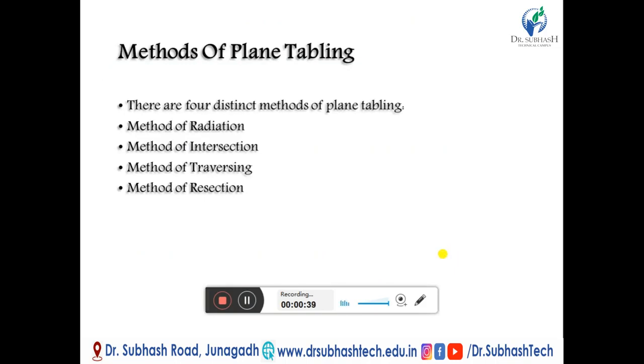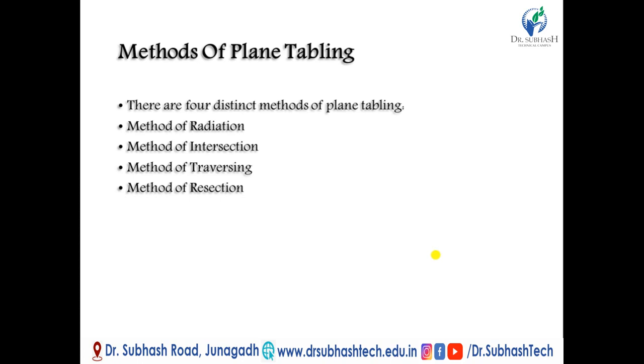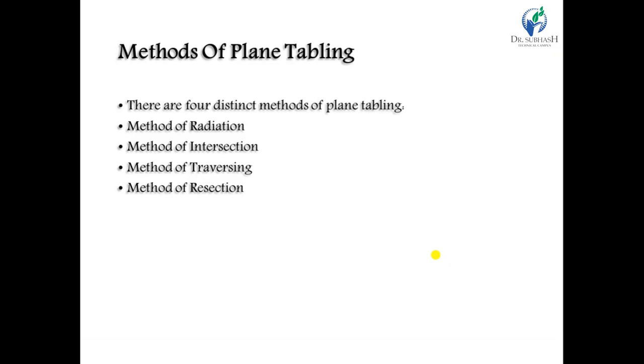There are four methods used in plane table surveying. The first is the method of radiation, then the method of intersection, the method of traversing, and the method of resection. It is very simple and very useful when carrying out plane table surveying. And the last method, resection, is very useful when we have to relocate, or start the survey from the previous survey lines. So we are first seeing the method of radiation.